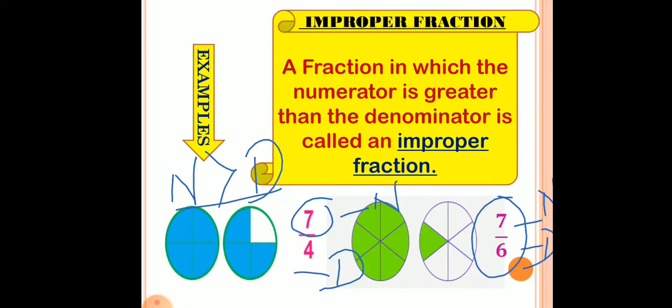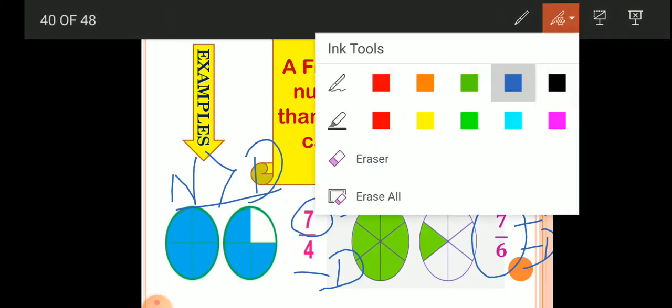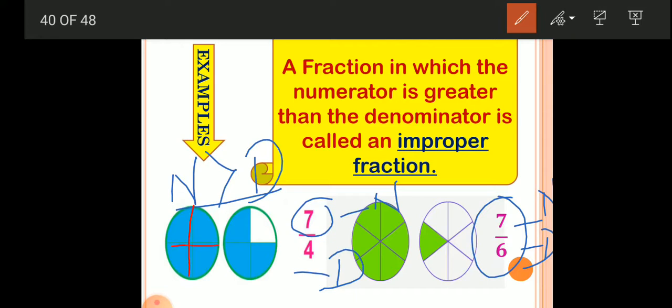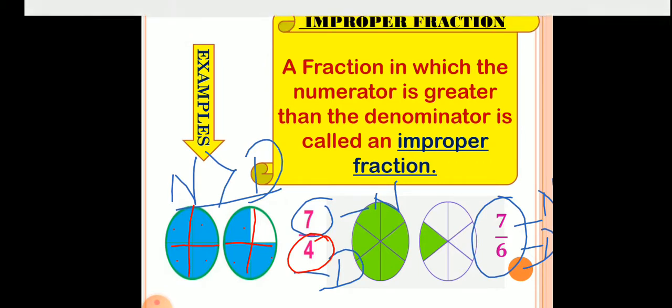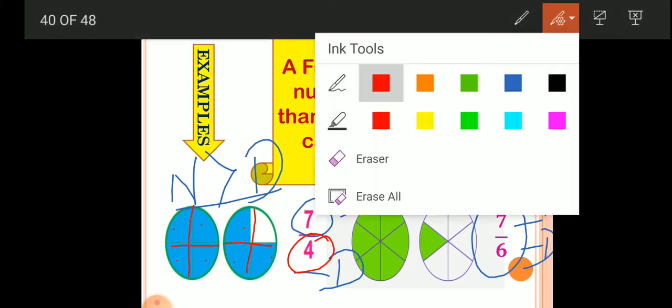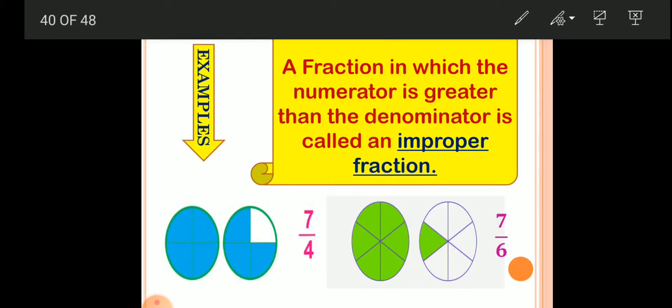Like you can see that in the figure given, the circle is divided into 4 equal parts. So denominator is 4 and the shaded part is 7. So numerator is 7. So the fraction in which numerator is greater than the denominator is called an improper fraction.